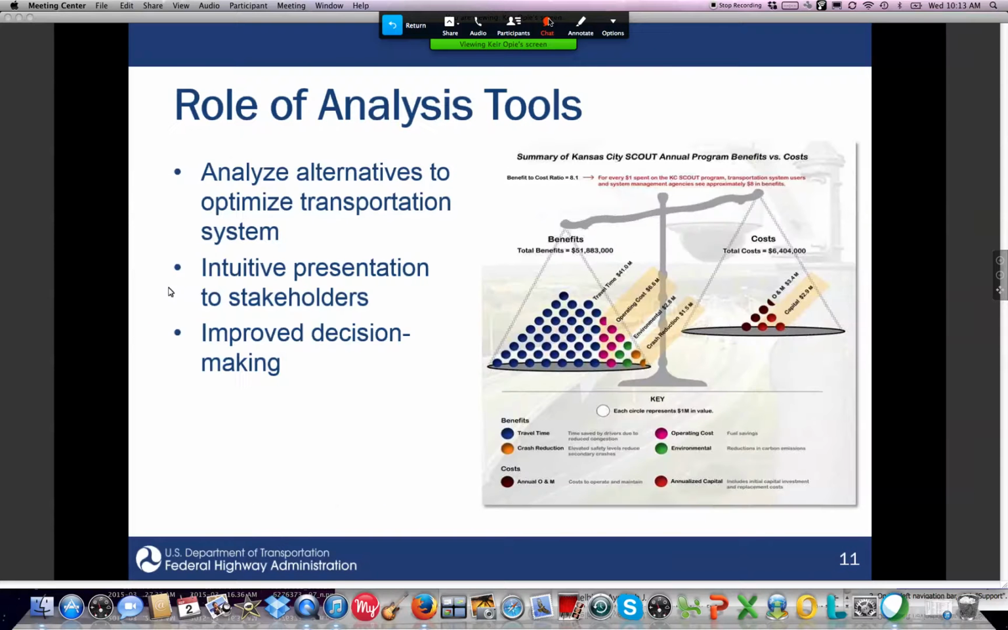So the role of analysis tools within this environment: we are really trying to look at how to analyze different alternatives to try to move towards an optimized transportation system. The AMS tools take a lot of complex concepts and data and really boil it down to some fairly intuitive costs and benefits that are understandable by stakeholders and decision makers, and hopefully this will help improve the decision making along the way.